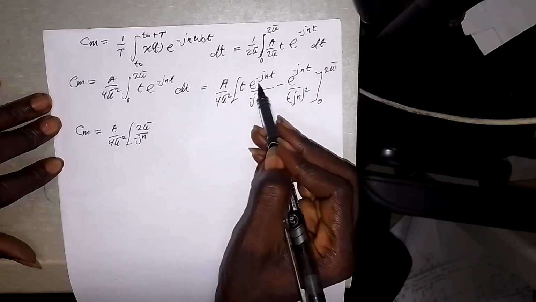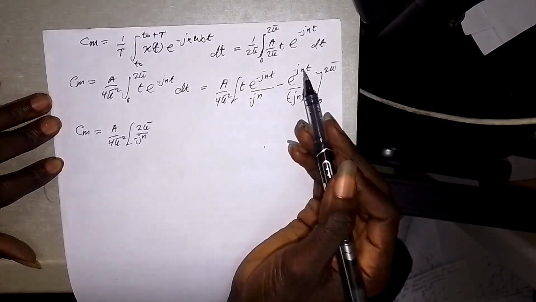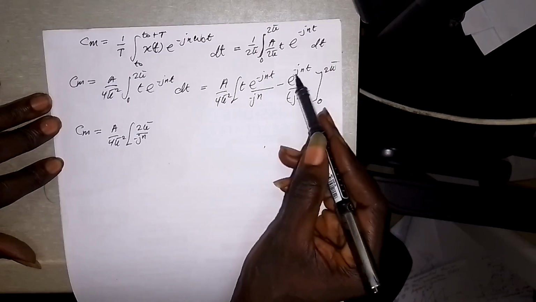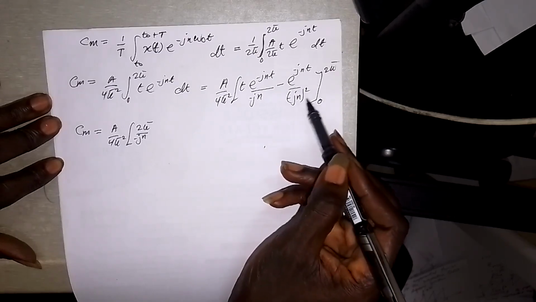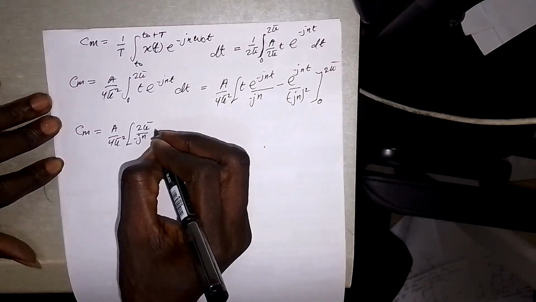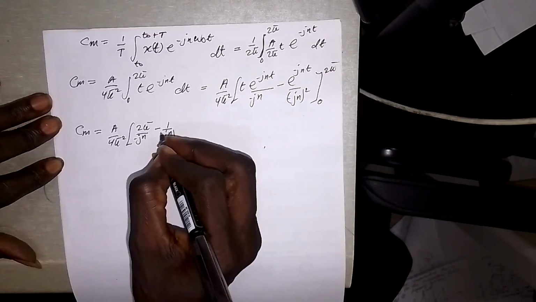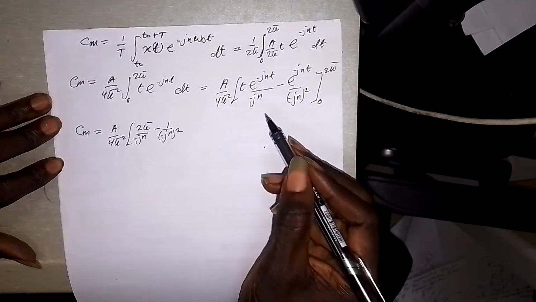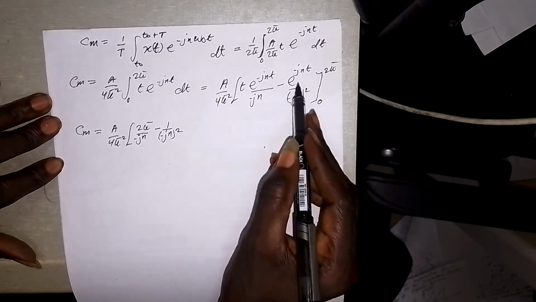When you have e exponent minus jnt, what happens is that you get 1. And then you come here. So here too is going to be the same thing. You get 1 over minus jn, squared. So here you get minus 1 over minus jn squared. Then now you put in 0. If you put 0 here, the whole thing becomes 0. If you put 0 here, you get what? 1. And then 1 over this one.